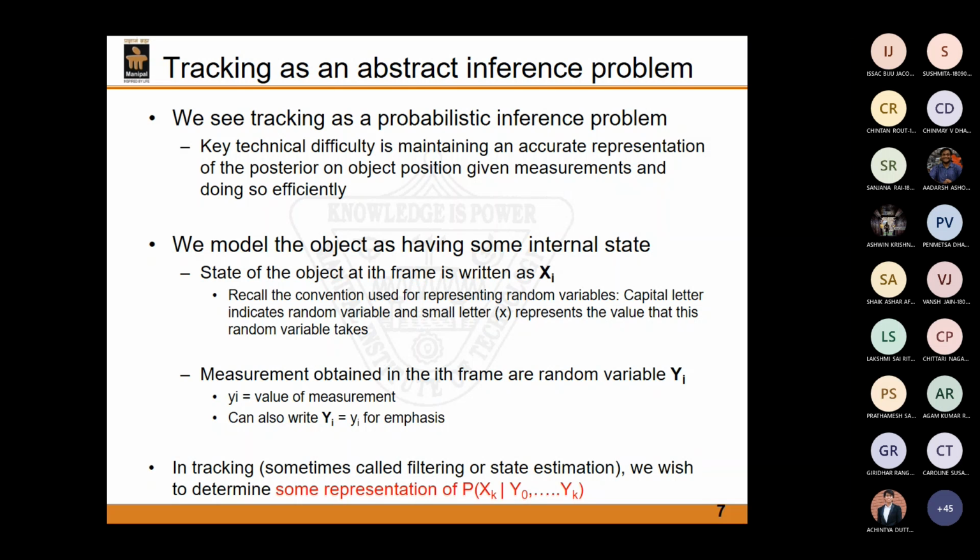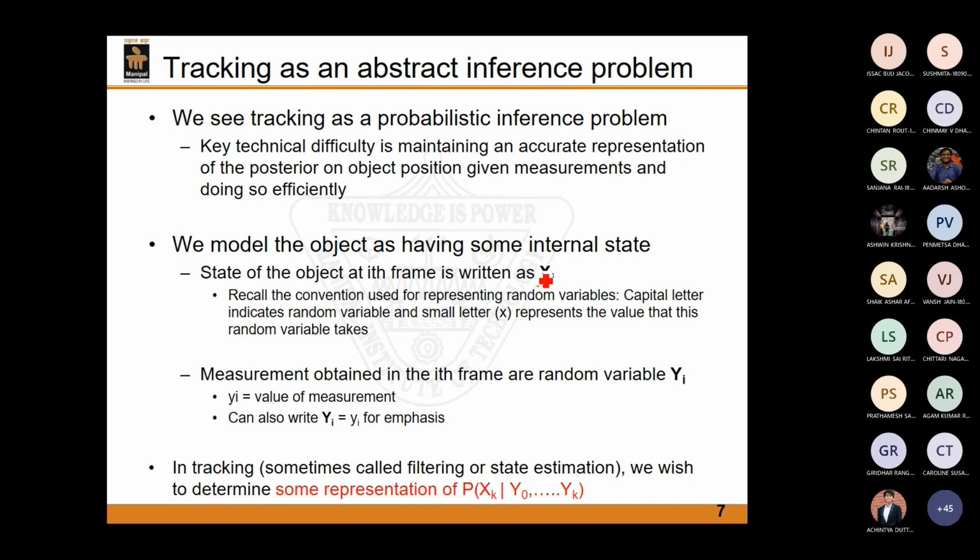Now, as I said again, what we are trying to do is find the probability. Instead of finding the probability directly, you can also find it with respect to an accurate representation of the posterior probability of the object position given the measurements. We'll see how that is done. Before we discuss those in detail, we have to see this representation of the random variables.